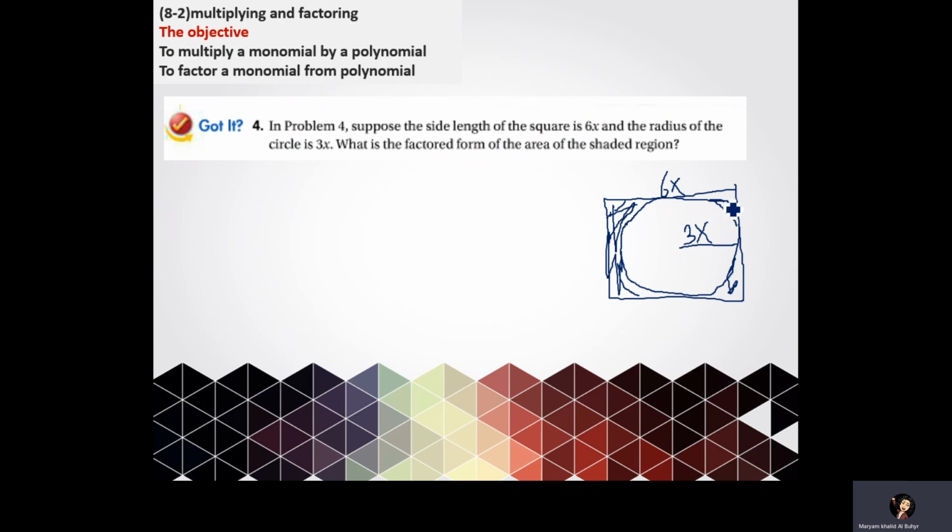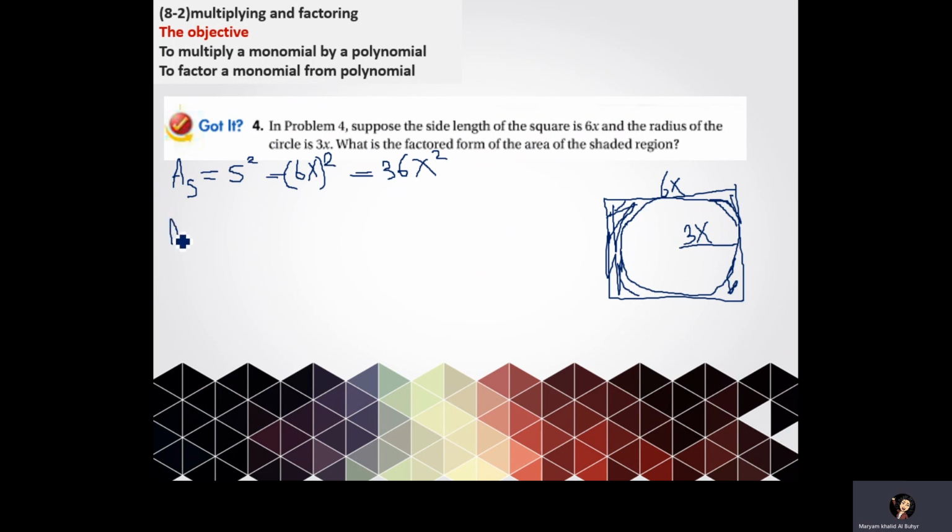Again, what is the area for the square? The area of the square is side squared, the length of the side squared, which is 6x, all this to the power 2. Now I can directly do it because I'm 100% sure you know what to do with this one. 36x to the power 2.